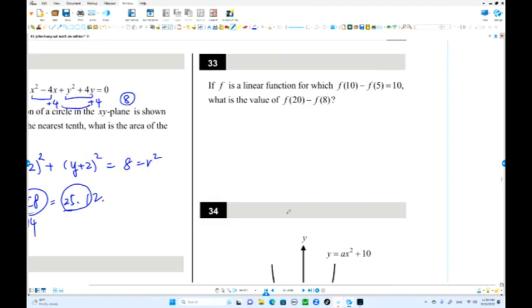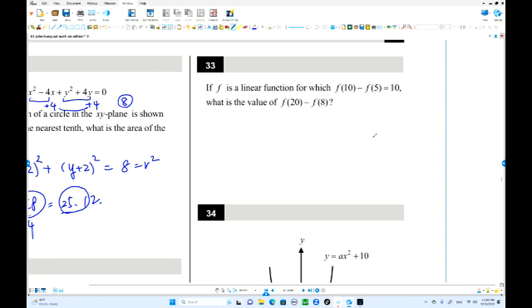This is 33, a linear function over here. F of 10 minus f of 5 equals 10. Linear is what? Same slope. So, what is the slope over here? F of 10 minus f of 5. Slope is what? This is x2, this is x1, right? The whole thing is y2 minus y1, right? So, x2 minus x1 is what? 10 minus 5. Okay, that is the slope.